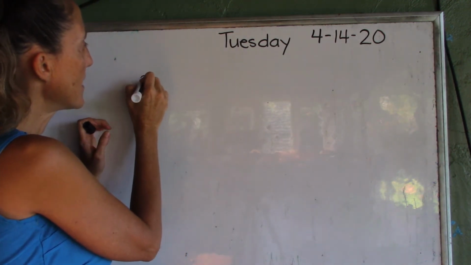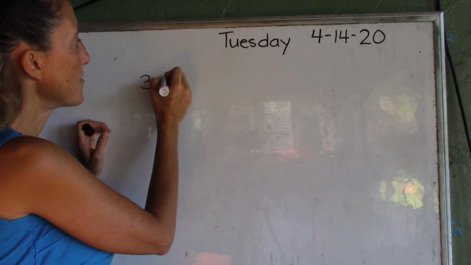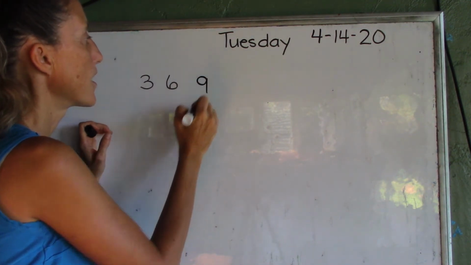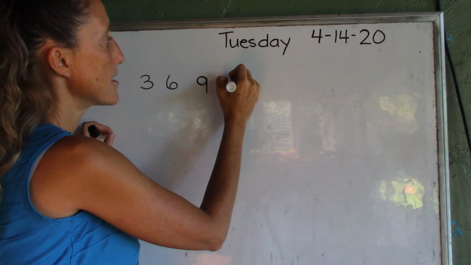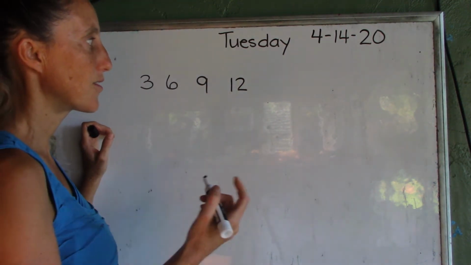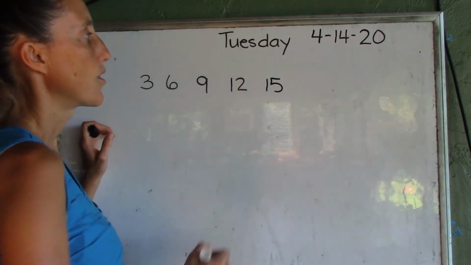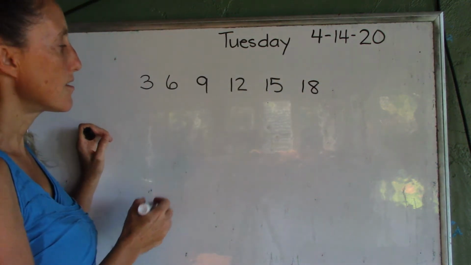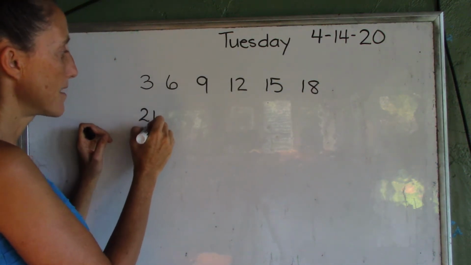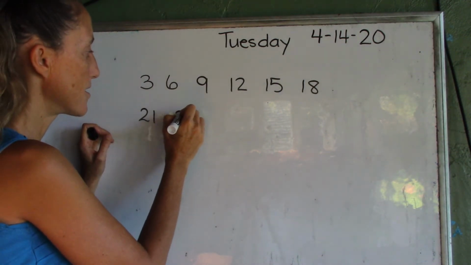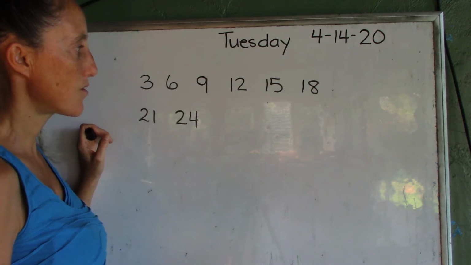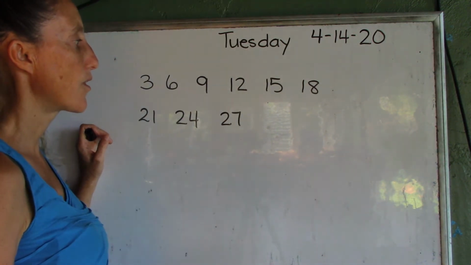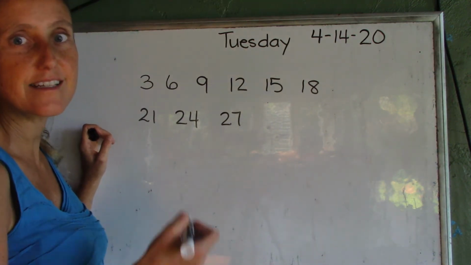So 3 times 1 is 3. 3 times 2 is 6. 3 times 3, or 3 3s, is 9. 3 times 4, or 3 4s, is 12. 3 times 5, or 3 5s, is 15. 3 times 6, or 3 6s, is 18. 3 7s, or 3 times 7, is 21. 3 8s, or 3 times 8, is 24. 3 9s, or 3 times 9 is 27. And 3 10s, or 3 times 10, is 30.